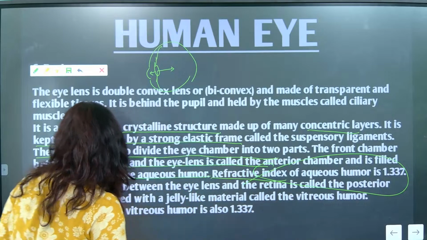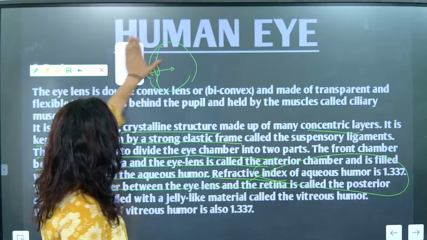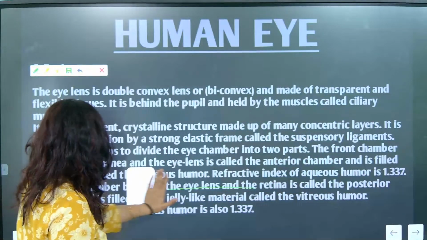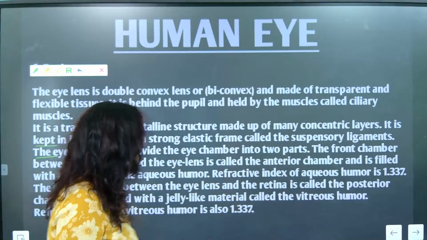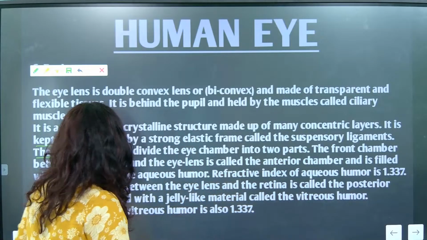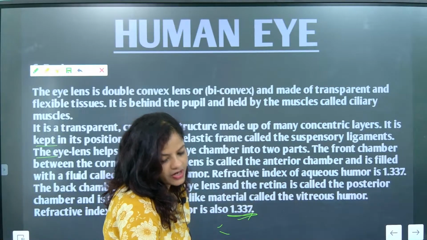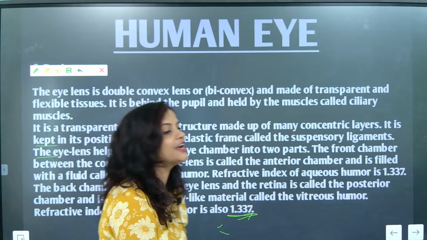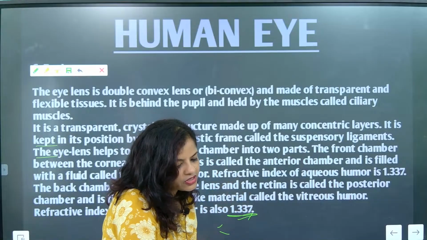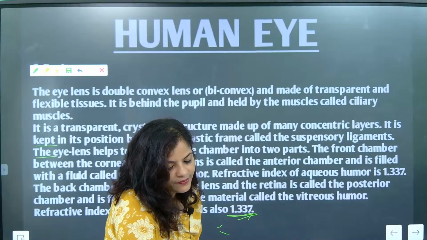Now next, the dark chamber between the eye lens and the retina is called the posterior region. In the posterior region you will see a jelly-like material, and it is called vitreous humor. What is the refractive index of vitreous humor? 1.337. The refractive index of vitreous humor is the same as that of aqueous humor. Understood? The refractive index of aqueous humor and vitreous humor is the same.